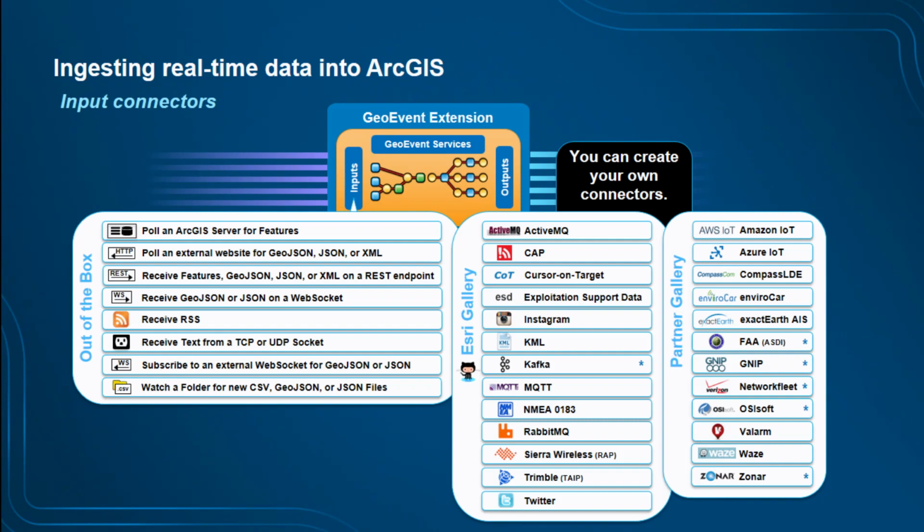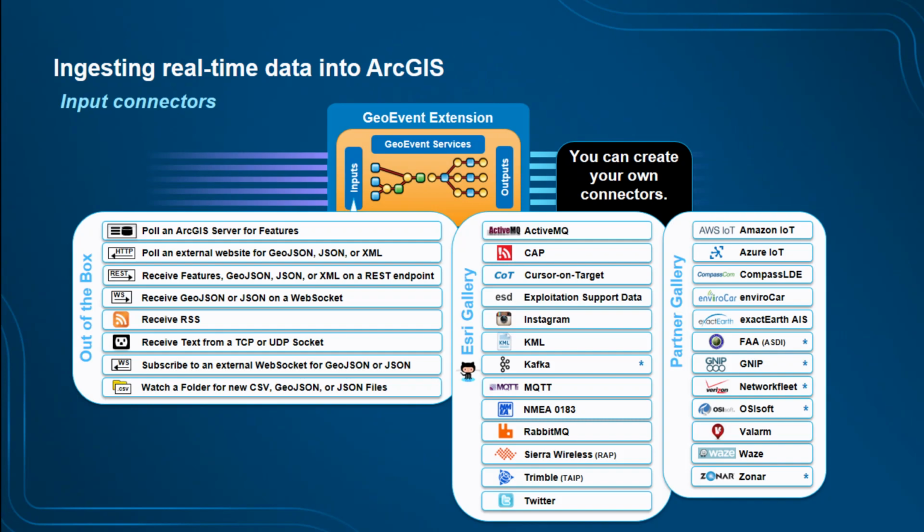There are enterprise messaging applications like ActiveMQ, RabbitMQ, Kafka. So we have connectors for that. CAP, which is a common alerting protocol which is used in emergency applications. And NMEA 0183, which is a GPS standard, so if you have a device that is emitting NMEA 0183, you can have that data into GeoEvent. We also have connectors for social media, Instagram connector and Twitter connector, as well as connectors for Sierra Wireless and Trimble. We also work with Esri partners who have developed connectors to meet their specific requirements.